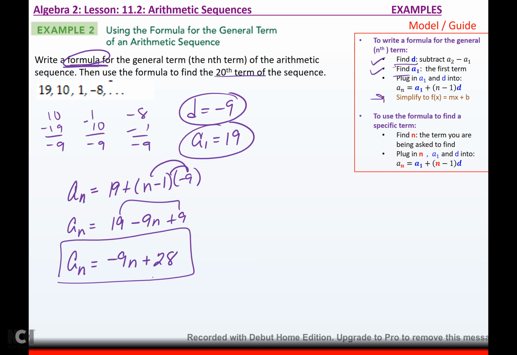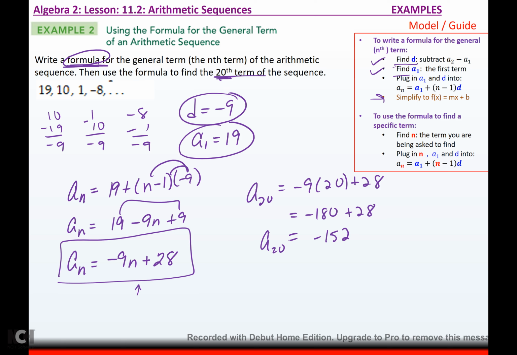So now I'm going to use this formula to find the 20th term. So a sub 20 is negative 9 times 20 plus 28. That's going to be negative 180 plus 28. Negative 180 plus 28 is negative 152. The 20th term here is negative 152.